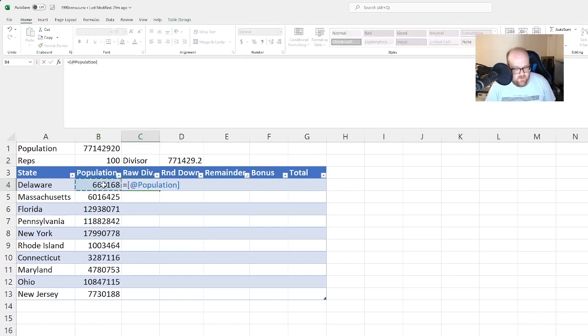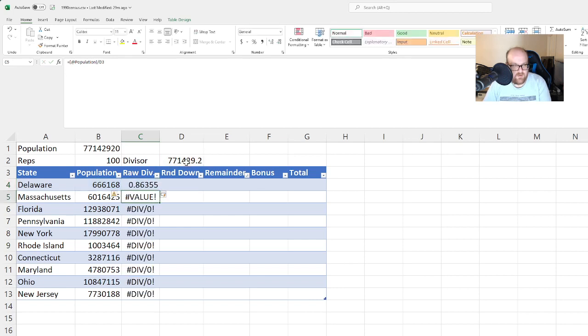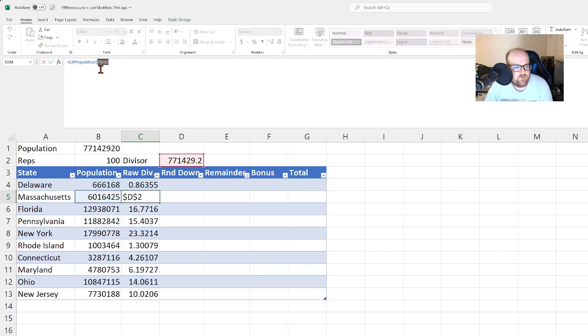So, Delaware divided by that number, and oops, I actually need to make a change to this formula. I need to make this D2, these dollar signs here just mean this is an absolute reference. It means it's always that cell, no matter where in the table we are. So copy this formula down. Here we go. You'll see here that for Massachusetts we would expect 7.79 or 7.8, Florida probably about 16.8, Pennsylvania about 15.4. And that's how many representatives we expect.